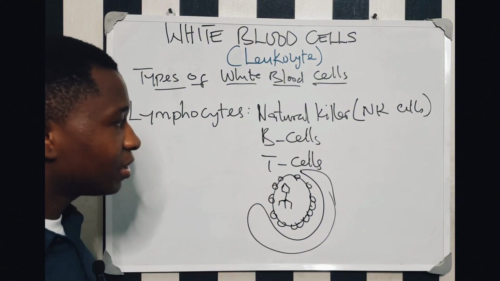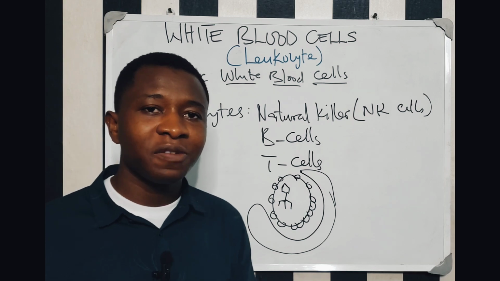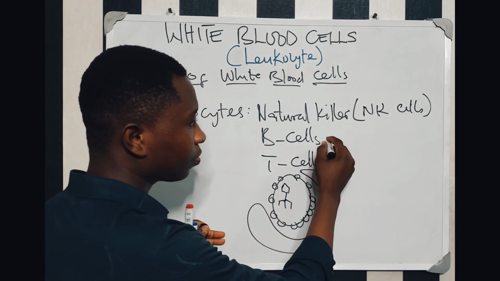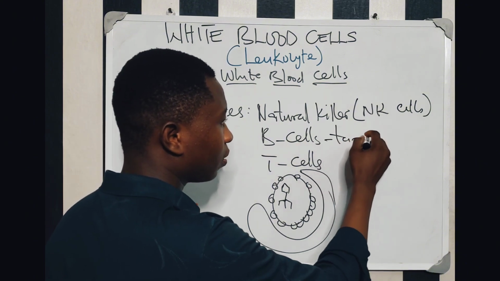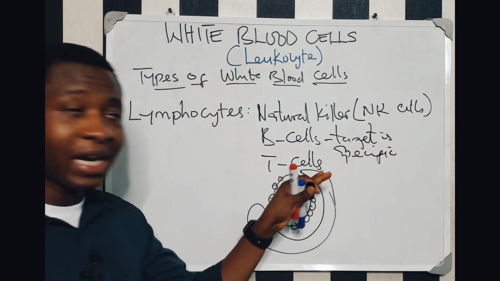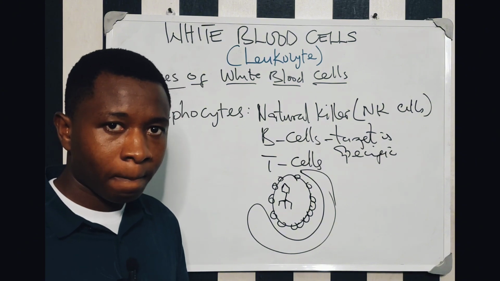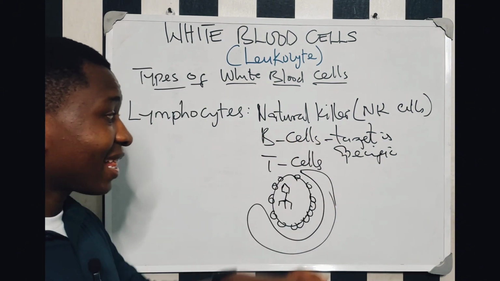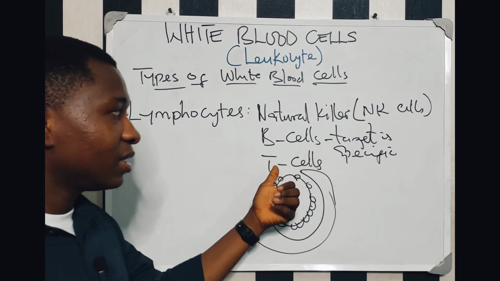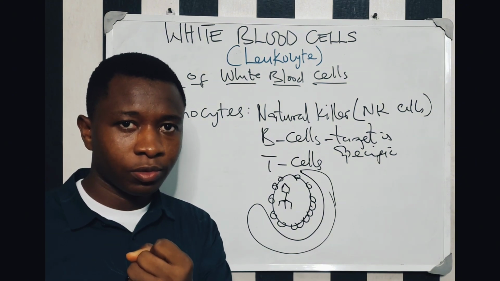Now for the B and T cells, these particular lymphocytes target specific infections or specific organisms. Their target is specific, okay? So they have specific antigens they target. Now, unlike the natural killer that kills the cell and the virus inside the cell, these B and T cells target the specific antigens, okay?